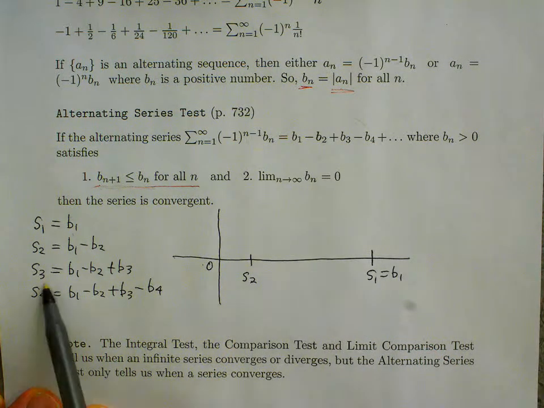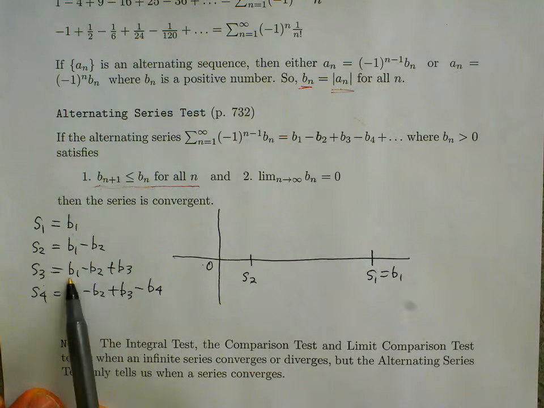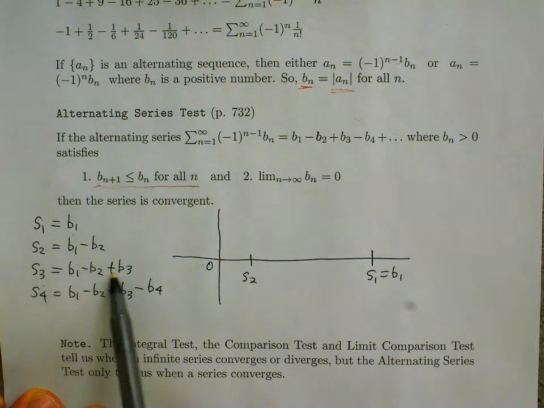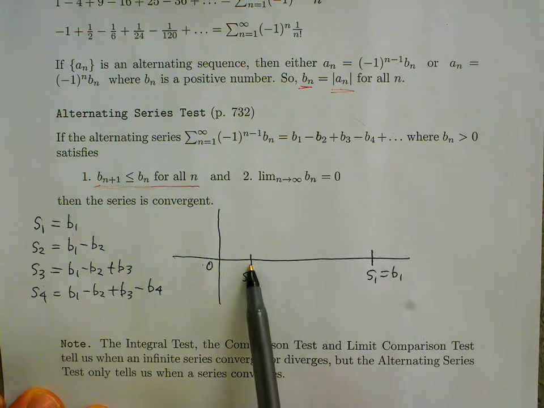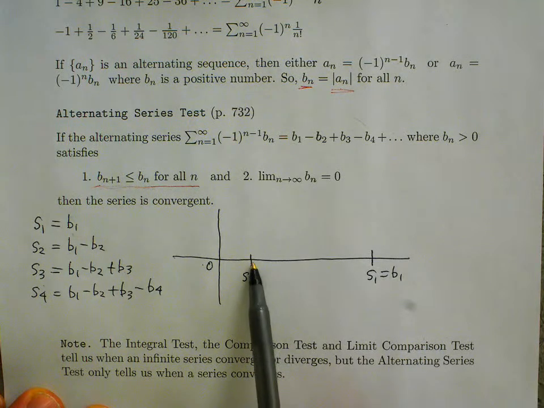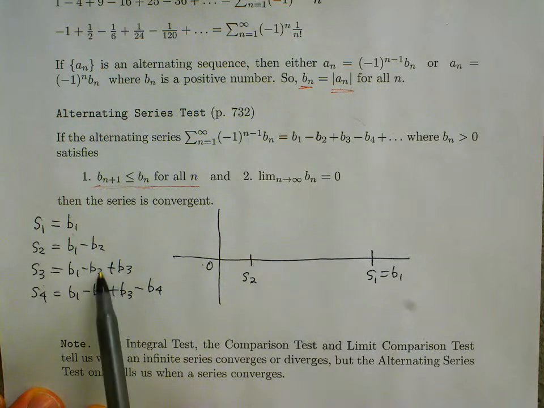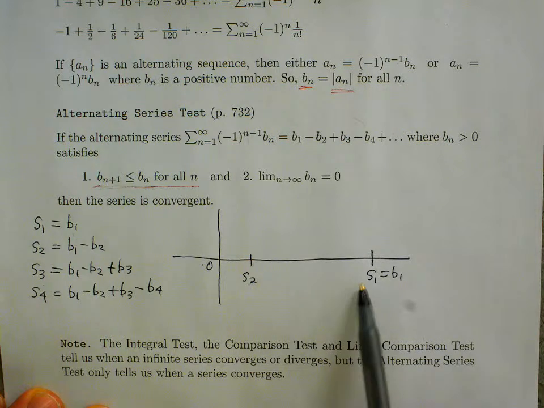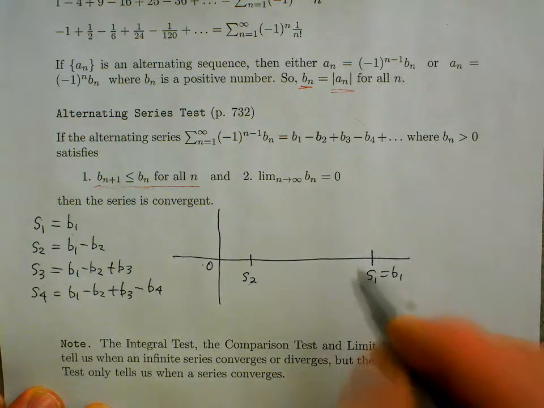Then S sub 3 is S sub 2 plus a positive number. But this number that we're adding, B sub 3, is smaller than the number B sub 2. So S sub 3 will be to the right of S sub 2, but it will be to the left of S sub 1.